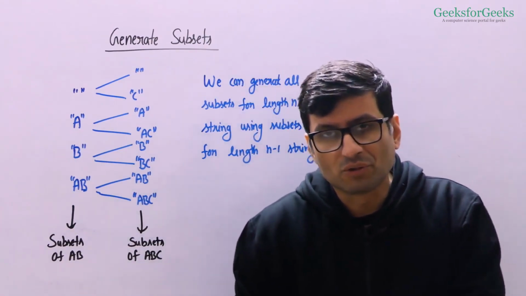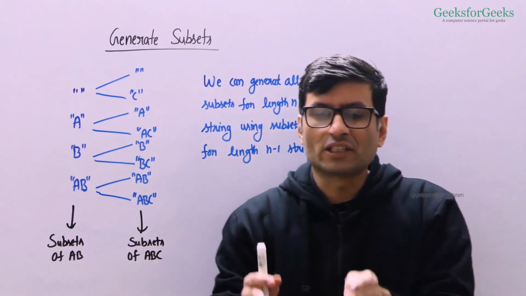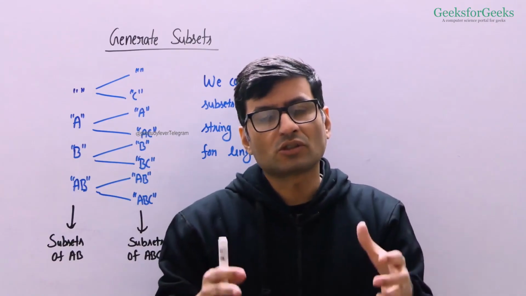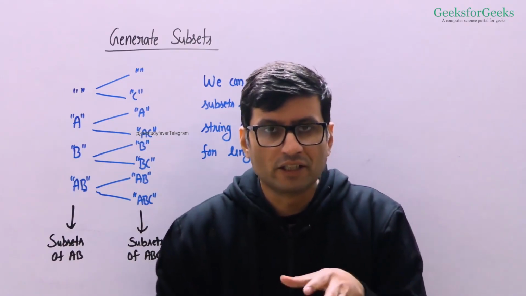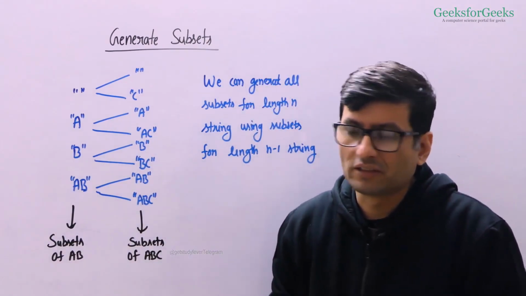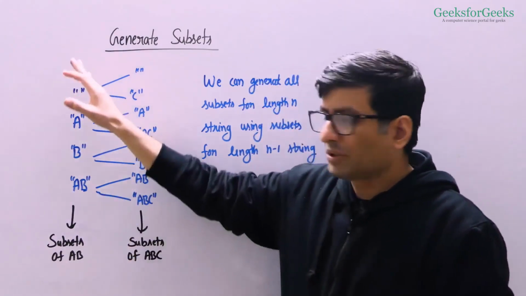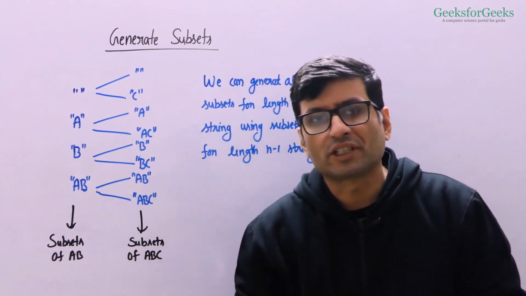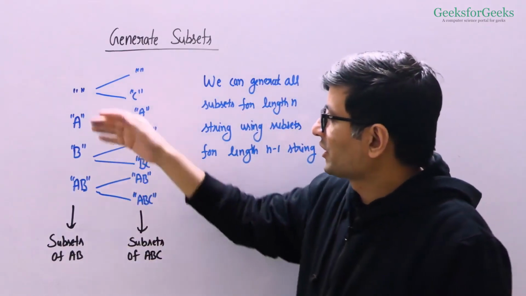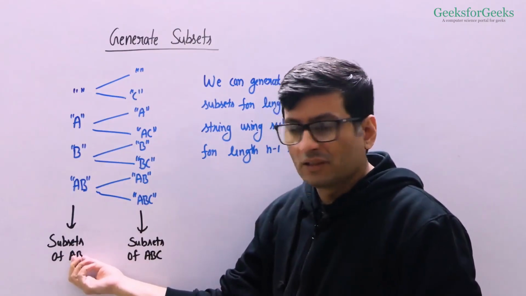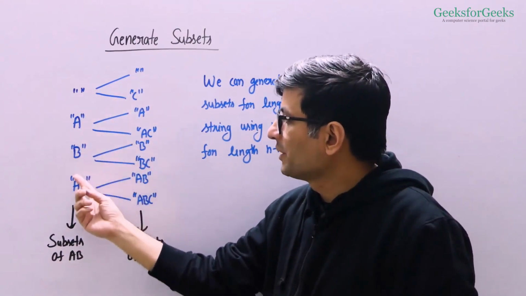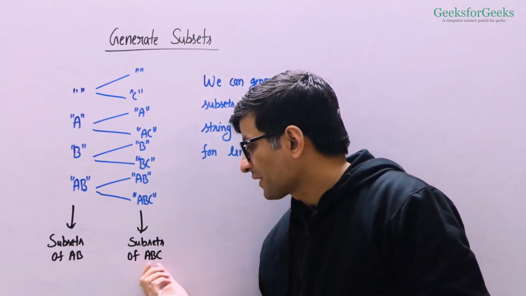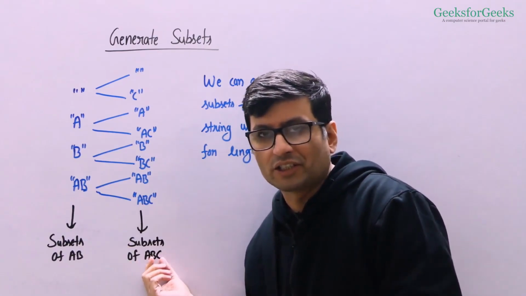The idea of a recursive solution always is to consider the solutions of subproblems and then use those solutions to solve the overall problem. And here also we are going to use the same idea. If we have subsets of a string of length n-1, we can generate subsets of a string of length n. For example, if I have subsets of AB, the subsets are empty string, A, B and AB. I can generate all subsets of ABC, which is just one more length string.